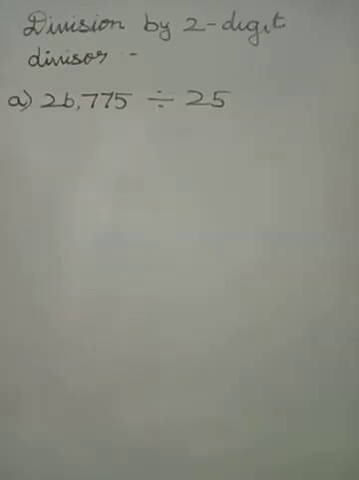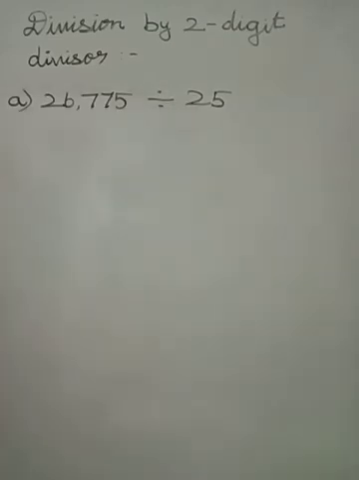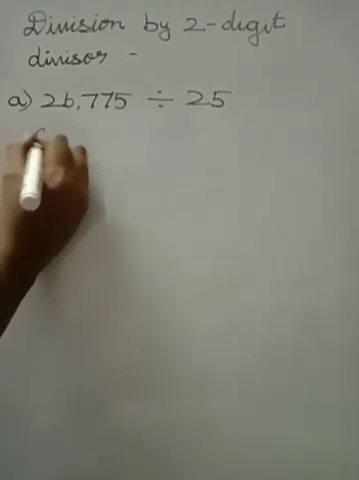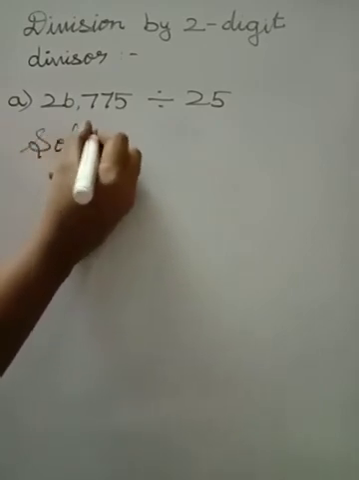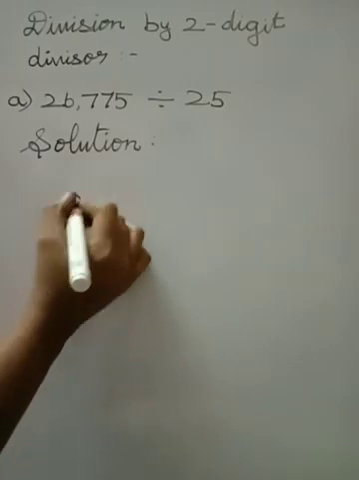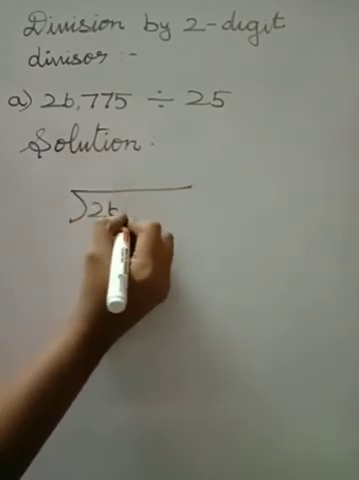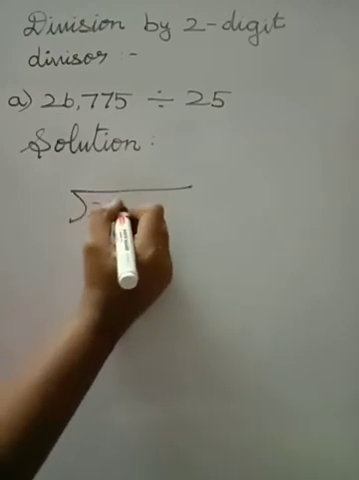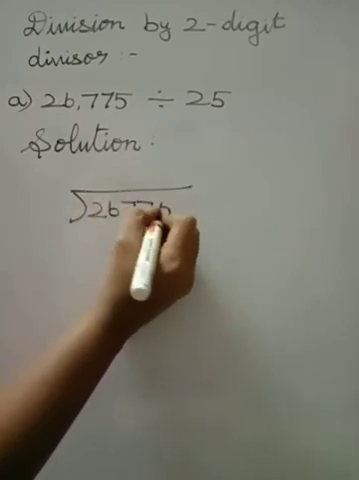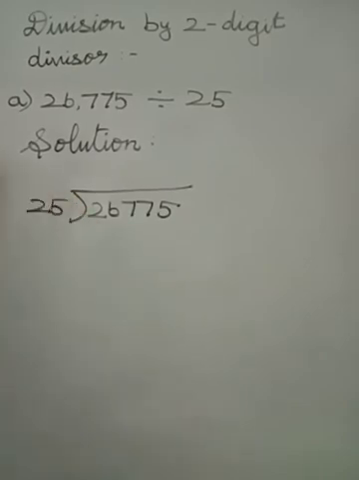See the sum here. Division by a 2-digit divisor. The sum is 26,775 divided by 25. Okay. So now we are going to find the solution for this sum. So write it as solution and put the division symbol. Write the dividend inside the bracket, 26,775, and the divisor is 25.